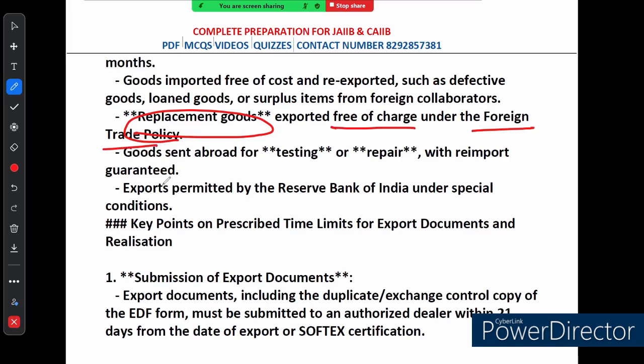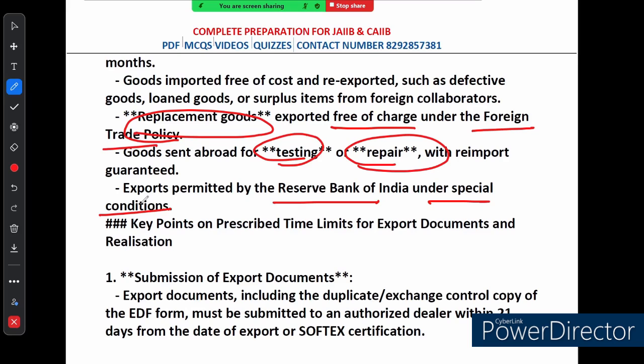And the next thing is goods sent abroad for testing and repair. So if you send goods abroad for testing and repair, as long as they will be sent back to India, they don't need an EDF either. And lastly, any export that is allowed by the Reserve Bank of India under a special condition doesn't need to follow these declarations. So imagine you are sending a bunch of sample t-shirts to potential customers for free, you won't need to fill out the EDF. Or say you are sending a plane part abroad for repair, as long as it comes back within 6 months, you are exempted from the process.